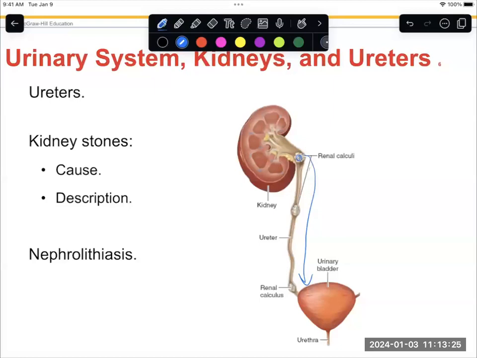Different ways to treat a kidney stone besides just letting it pass. Sometimes they're too large, so they need to be broken down. And this is where they use extracorporeal shock wave therapy. They use shock waves to break down this renal calculus into smaller pieces so it's easier to pass. That's the most common type of treatment now for kidney stones.